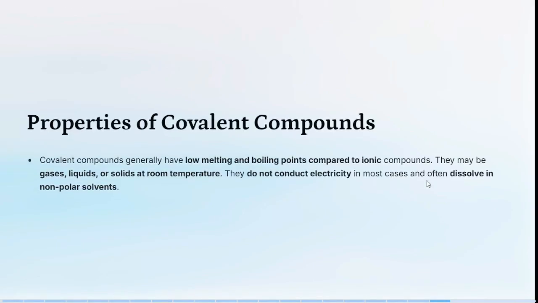So, properties of covalent compounds. Covalent compounds generally have low melting and low boiling points compared to ionic compounds. Not generally, but comparing them to ionic compounds, they have a low melting and boiling point. Comparing to other compounds, they might have higher ones, but when you are comparing them with ionic compounds, they have lower ones. So they may be gases, liquids, or solids at room temperature, and they do not conduct electricity.